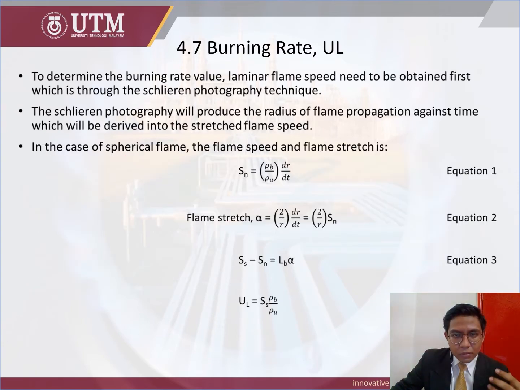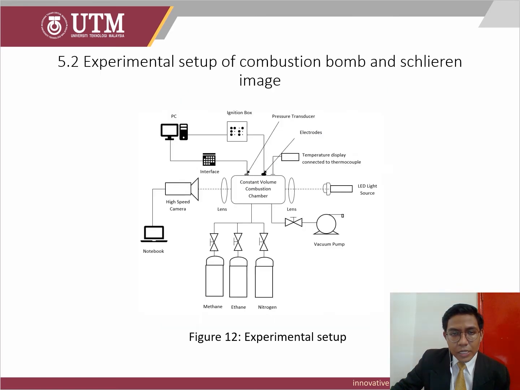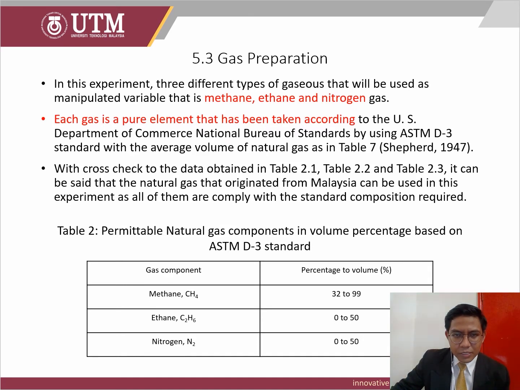So this is the calculation for determining the burning rate, which is derived from the flame speed equation. Moving on with the methodology, this is the flow chart of conducting the experiment, which starts with vacuuming, gas input, combustion process, image acquiring, analyzing, and repetition for different compositions of the experiment. This is the experiment setup of the combustion bomb and Schlieren imaging combined together, where the gases added are methane, ethane, and nitrogen. The gas preparation follows the ASTM D3588 standard and is compared with the natural gas from Malaysia.